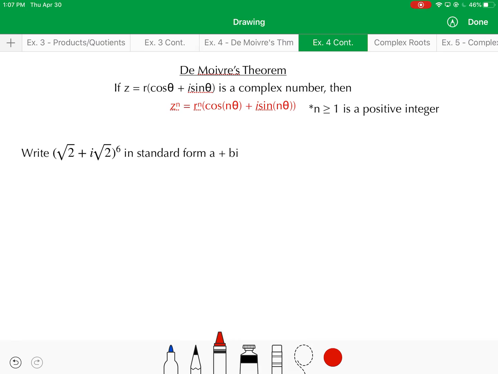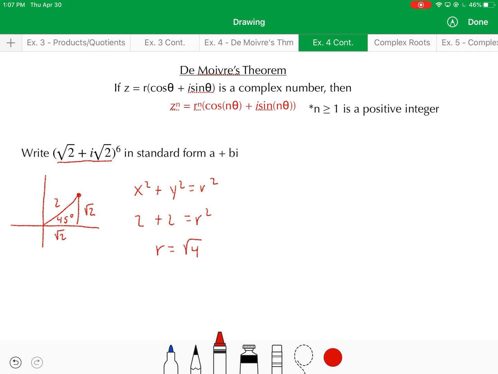Okay. So let's begin. Let's just visualize this in the complex plane. Okay, so it's going to be in quadrant 1. That's radical 2, that's radical 2. Since those are the same length, we know that theta is 45 degrees here. And then the r value is just going to be 2. If you're not sure on that, just use the Pythagorean theorem: radical 2 squared plus radical 2 squared is 4. Of course, r is going to equal the square root of 4, or 2.